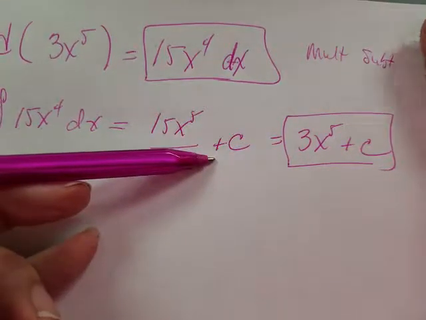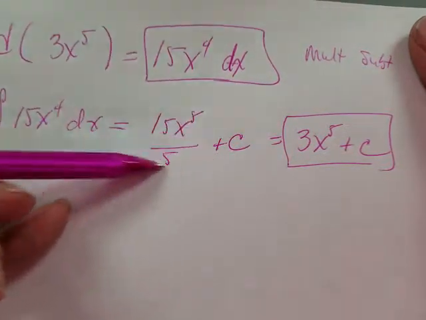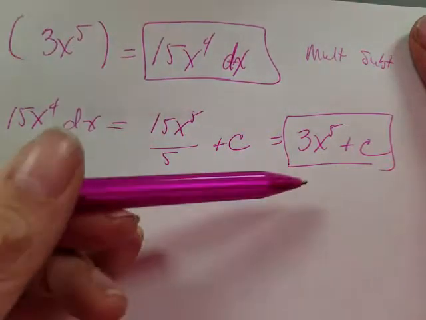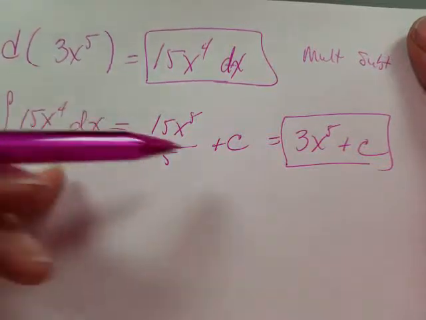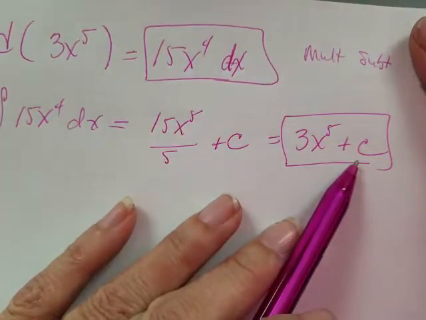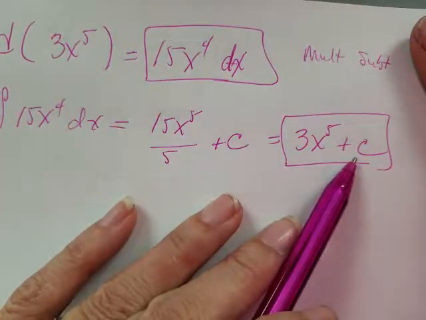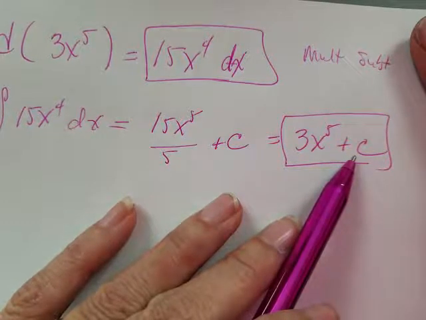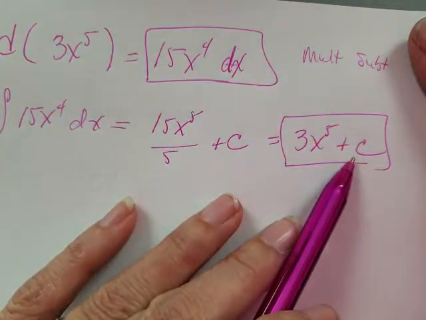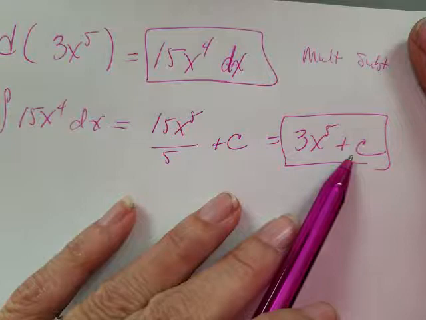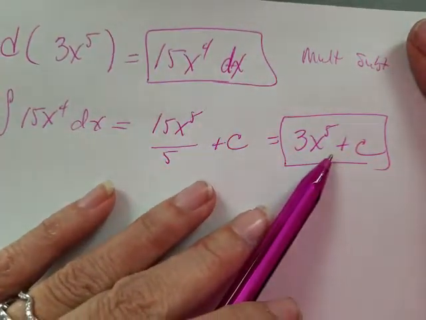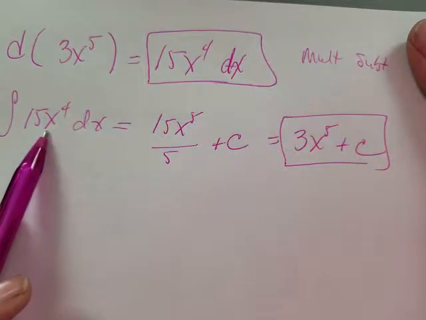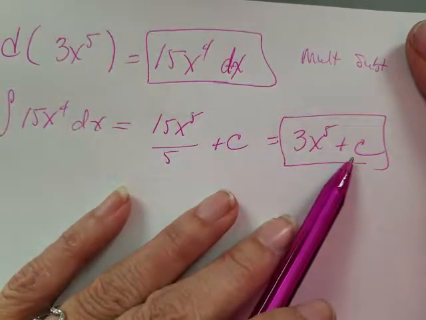Now I'll explain the plus c here in just a minute. This then simplifies. The 15 over 5 became the 3x to the fifth, which was that original derivative we were doing in the first place. Now, the plus c is because if this was a plus 1 or a plus 2 or minus a million, any number that you want to put there, the derivative of any constant is 0. So if I took the derivative of this answer here, that would go back to this 15x to the fourth because the derivative of every single constant would be 0.